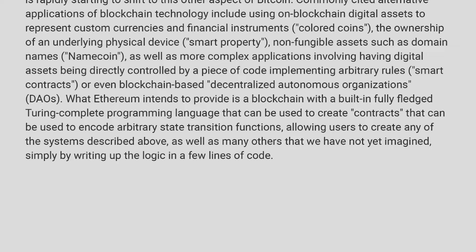What Ethereum intends to provide is a blockchain with a built-in, fully fledged, Turing-complete programming language that can be used to create contracts that can be used to encode arbitrary state transition functions, allowing users to create any of the systems described above, as well as many others that we have not yet imagined, simply by writing up the logic in a few lines of code.